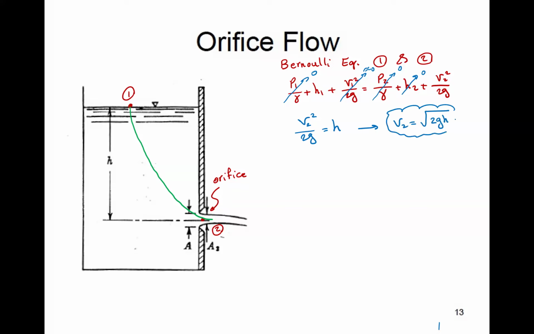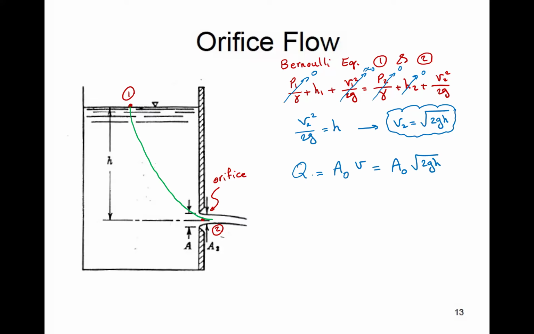So what is this telling us? It says velocity at the exit of the orifice is equal to the square root of 2g times the head over the center line of the orifice. So very simple equation. Now, obviously, this is velocity. If you take velocity and multiply it by area of the orifice, you get the discharge. So A of orifice times square root of 2gh.